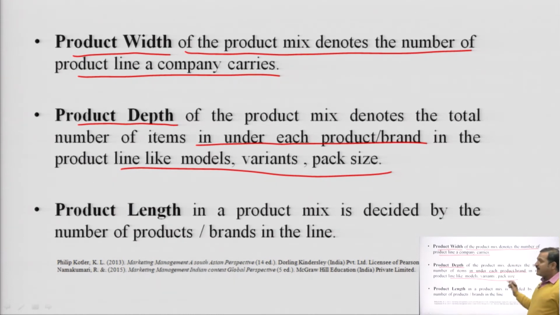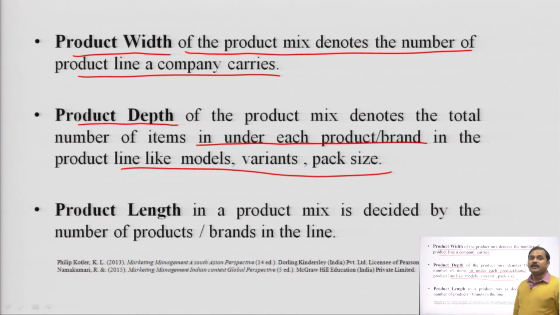And like the pack size, if we see Coke and Pepsi, there are small bottles, bigger 1 liter and 1.5 liter bottles, and then 2 liter bottles. So they become the variants in that aspect. So product depth talks about the number of items in each product and brand in the product lines, having different models, variants and pack sizes. Based on that we call it product depth.